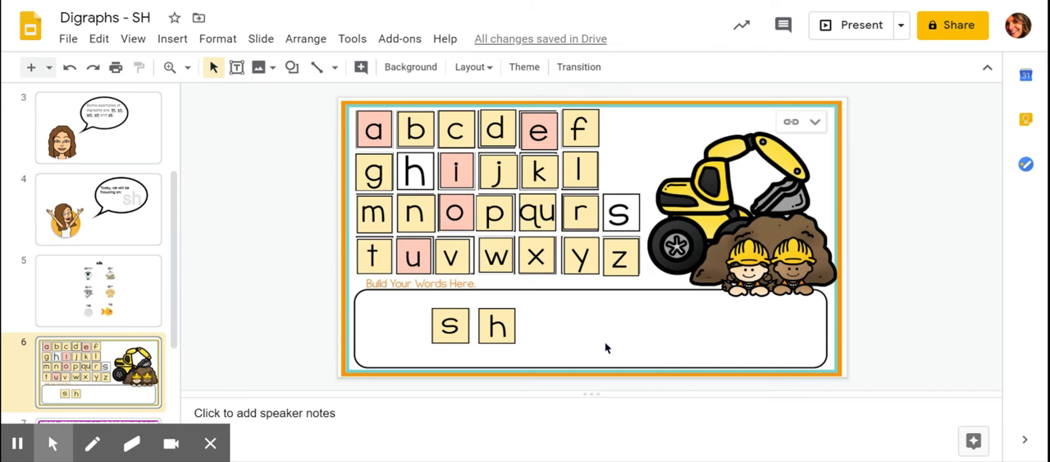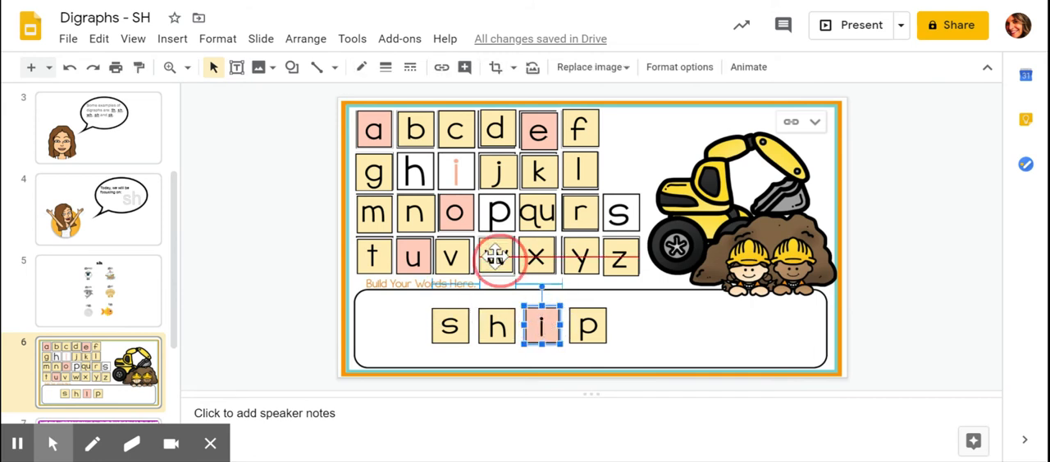How about, I know, ship. Sh, eh, eh, eh. What vowel makes the sound eh? Perfect. I, ih. Sh, ip. Ship. Now I hear this sound p again. That's the consonant p. Let's get ready to tap the three sounds in the word ship. Sh, i, p, ship. Perfect job. Now let's get creative.